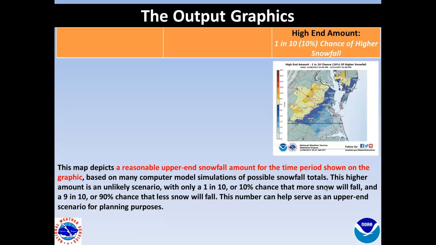This high amount is, again, an unlikely scenario with only a 10% chance of actually occurring, meaning that there's only a 10% probability that snowfall amounts will reach that high based on that model run cycle. But it is a good tool sometimes used for planning purposes, if you want to know what is the reasonable worst case as far as a high-end snow amount that I might be able to plan on right now.